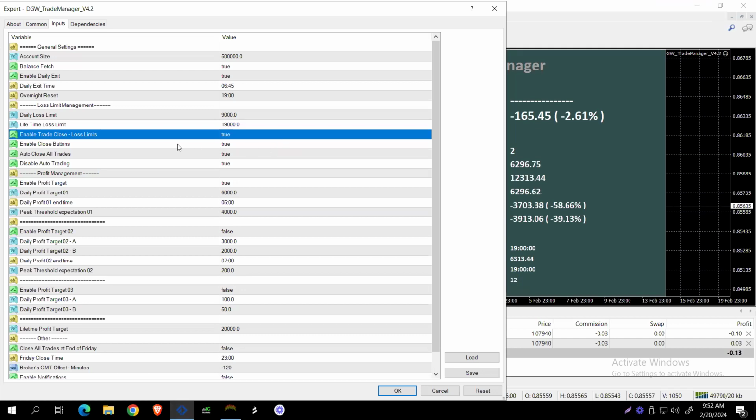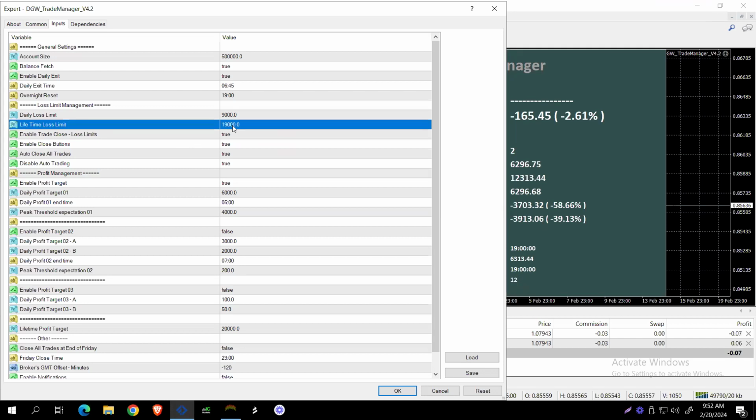So you said lifetime loss limit, that's where we stopped. Okay, lifetime loss limit is the total amount of losses that you have before the trade manager will close up all trades permanently and it will not allow any new trade again. This is done automatically. These two, the daily loss and the lifetime loss, are done automatically.